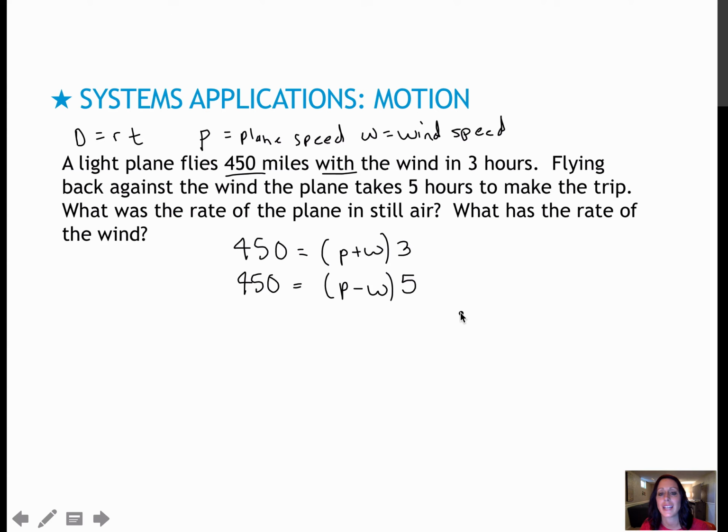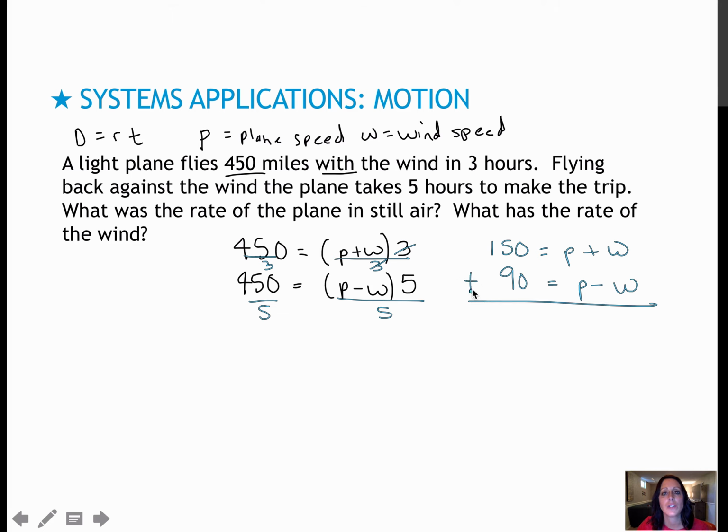And I'm going to solve it the exact same way. So I'm going to start by dividing by 3 on each side on my first equation, which gives me 150 equals P plus W, because these 3's cancel. On this one, I will divide by 5, which of course gives me 90 equals P minus W. Adding those together just as they are, 150 plus 90 is 240. That gives me 2P, and my W's cancel, so P is 120.